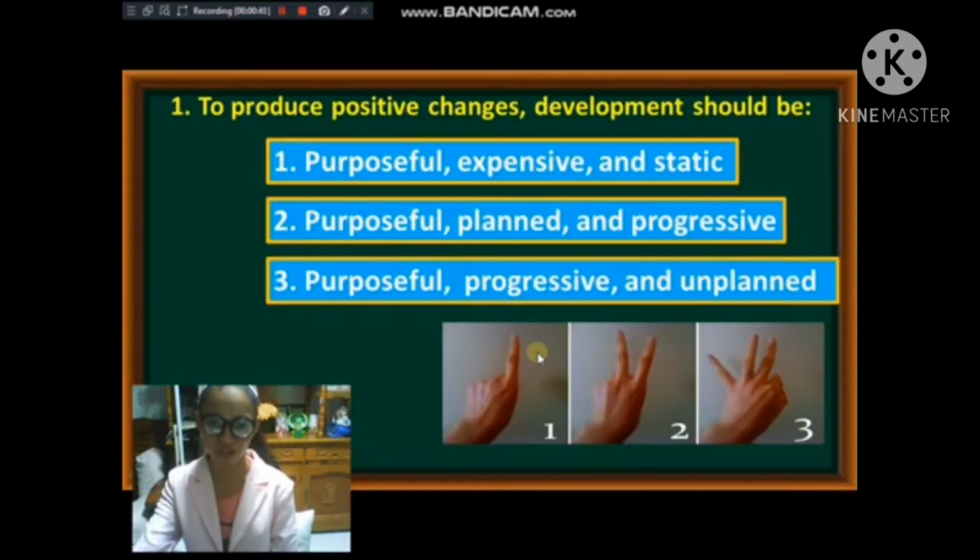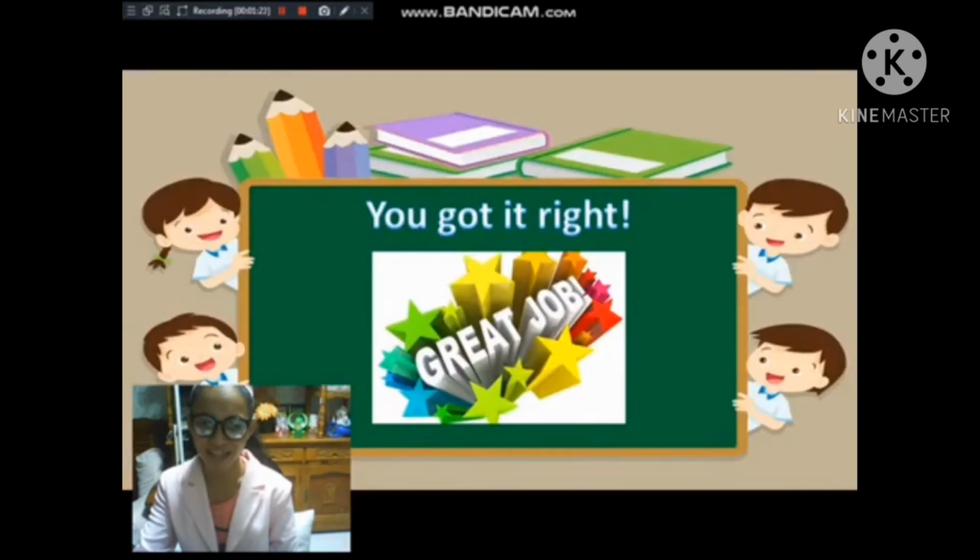So, the first question, to produce positive changes, development should be, first, purposeful, expensive, and static. Number 2, purposeful, planned, and progressive. Or number 3, purposeful, progressive, and unplanned. What do you think is the correct answer? Again, please turn on your cameras and do the hand signals. I will only give you 5 seconds to answer. 5, 4, 3, 2, 1. So the correct answer is number 2. You got it right, class.